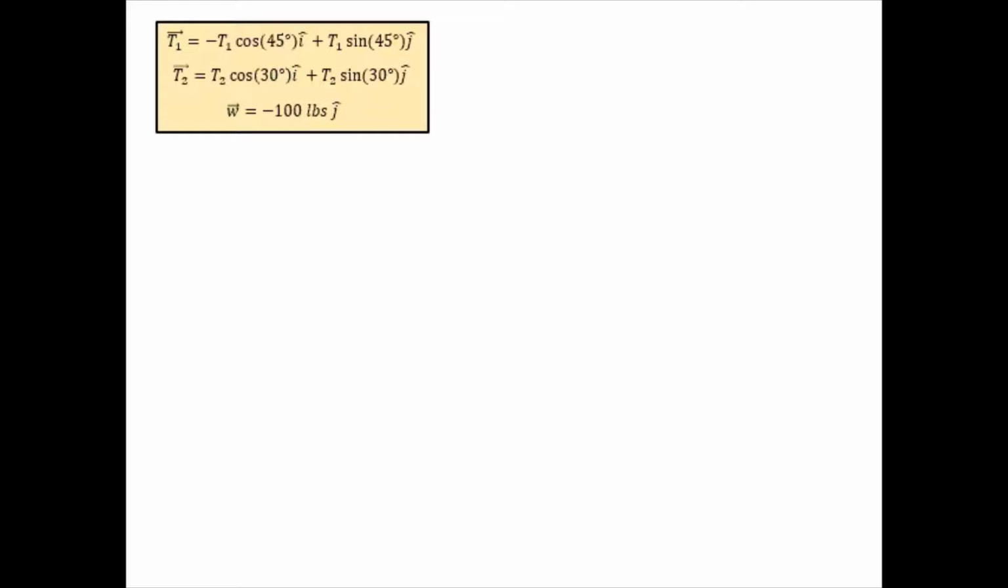All right, now we need a little more room. So we take our three forces, T1, T2, and W, that we have in vector component form, and we write them down, transfer them over to our new working space so we don't have to go back and forth. And now what we're going to do is apply Newton's laws of motion.